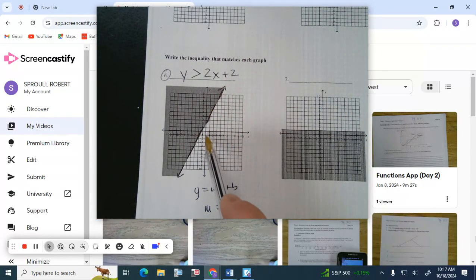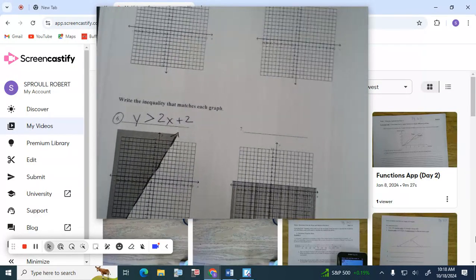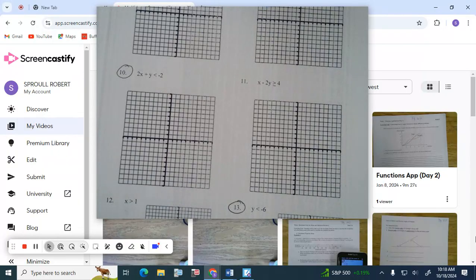You could even test points. Like you could test the point 0, 0. If 0, 0 does not work, then you know you shaded the correct side. If 0, 0 did work, then you'd have to shade the other side. Let's now turn to the next page. Just skipping around a little bit.